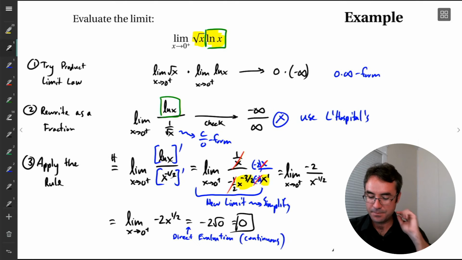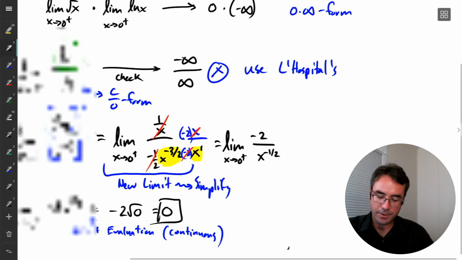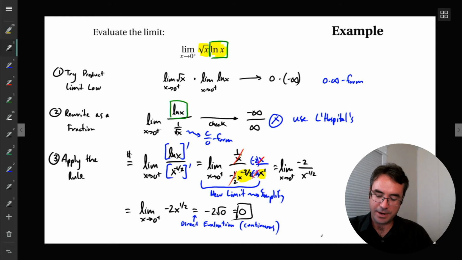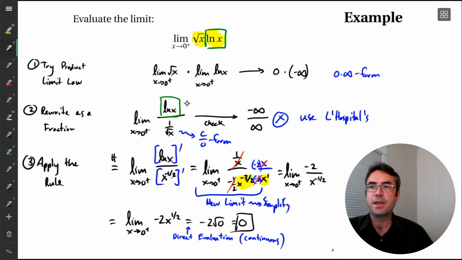Yeah, here we go. So this is where, what did we do? We had this indeterminate product, and then we rewrote it kind of cleverly as a fraction, and then used L'Hopital's rule, and we went through a bunch of work and ended up with 0. So this was a previous example we did of calculating the limit of square root x times natural log x.